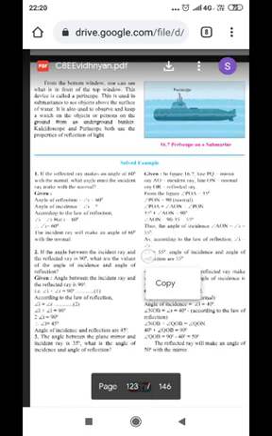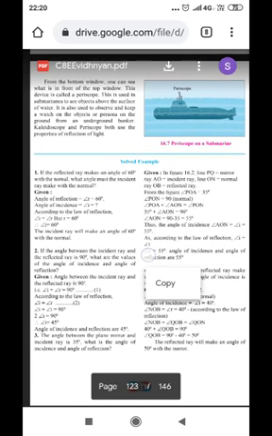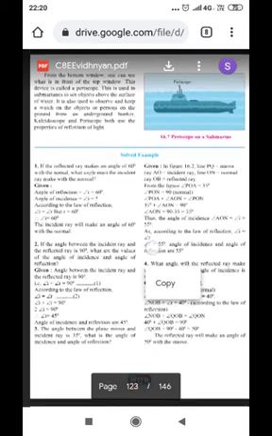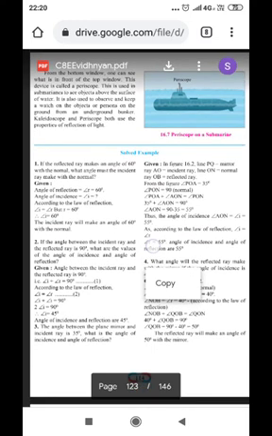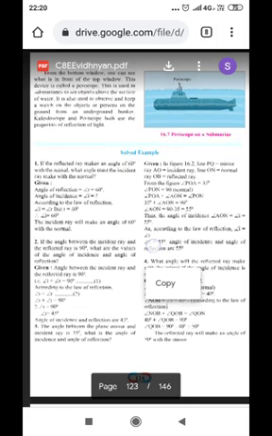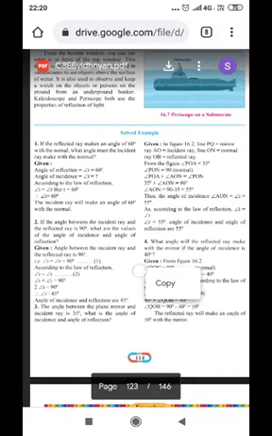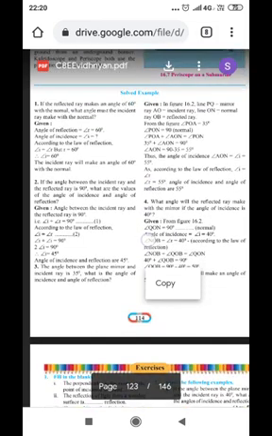It is also used to observe and keep a watch on objects or persons on the ground from an underground bunker. Kaleidoscope and periscope both use the properties of reflection of light. Here we have completed the lesson of reflection of light.